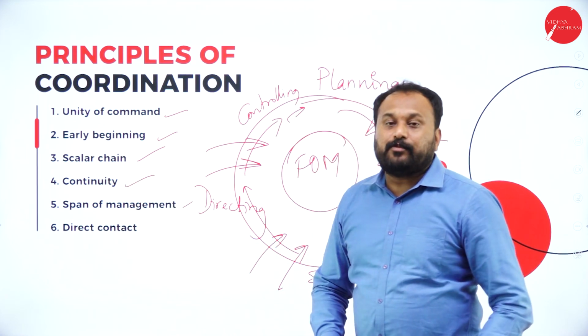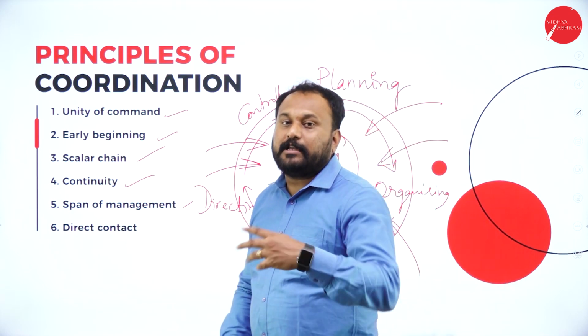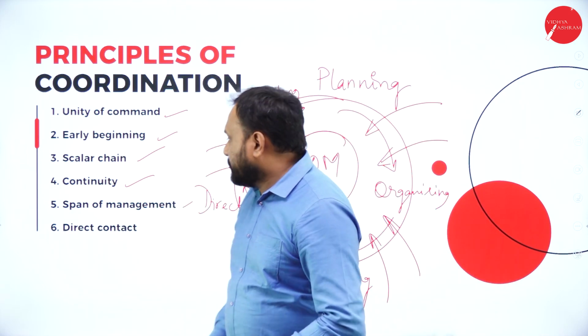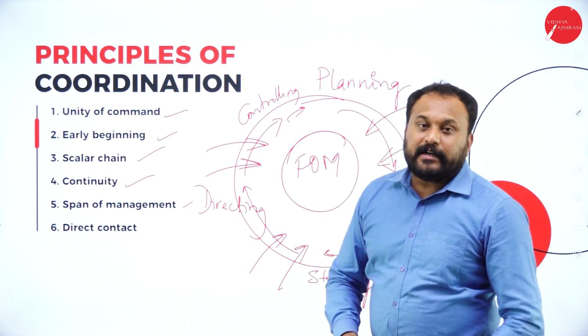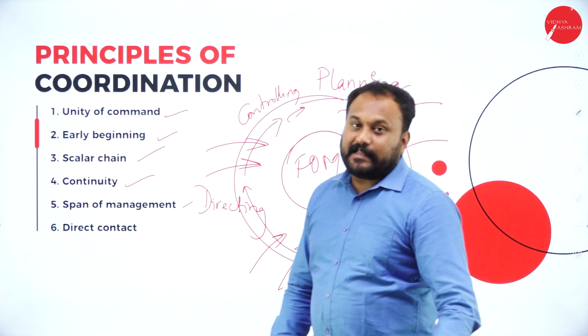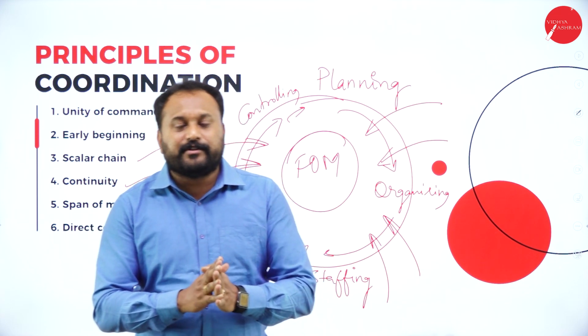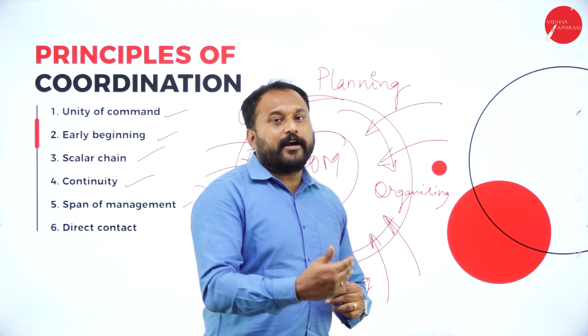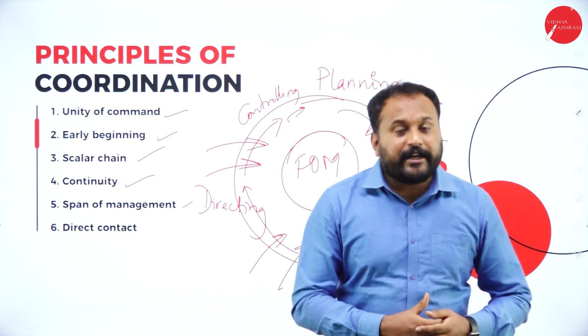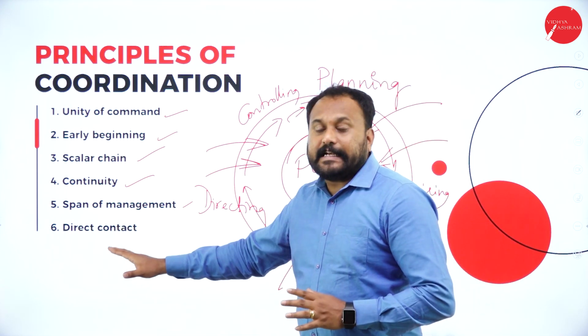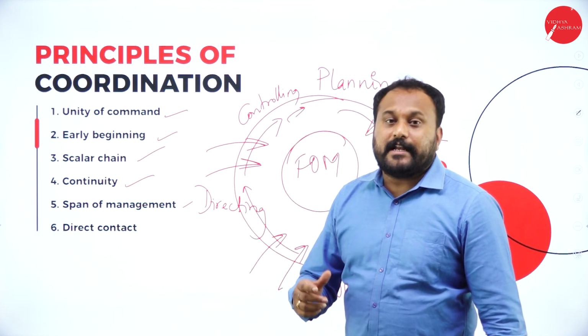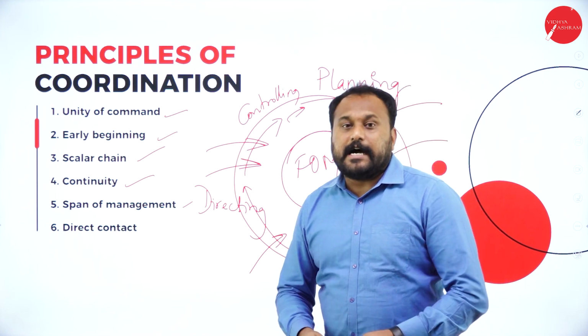Span of management. How many people need to report to how many managers? Span of management. Direct contact. Now, when we say there was lack of coordination, why? Because you are not coordinating directly with each other. So coordination should always go with direct contact with the manager. Then only can coordination be attained.